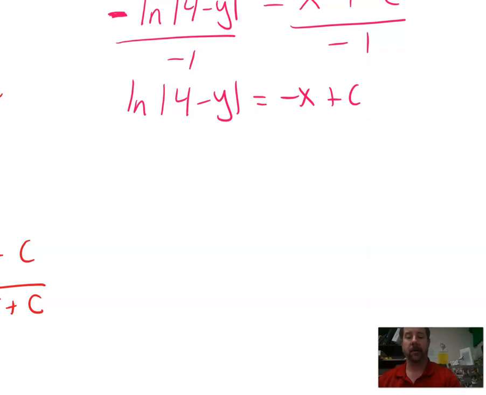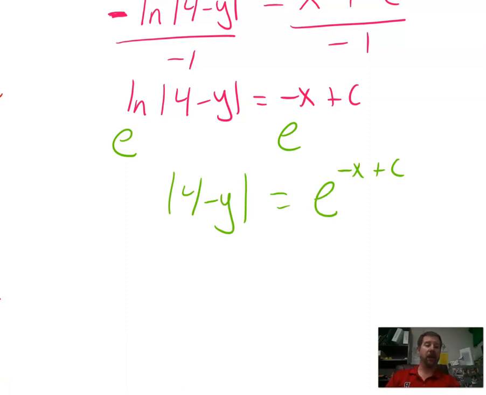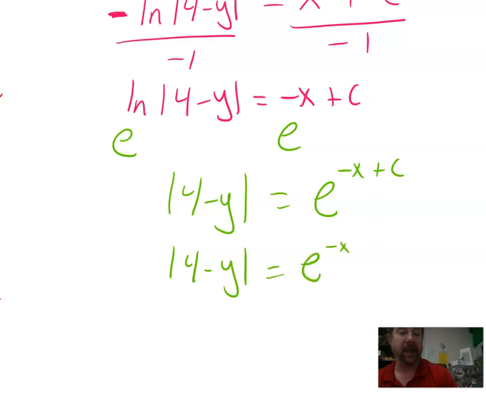Okay, now to get rid of the ln, I would exponentiate with the base of e, remembering that all of this is now in the exponent. We could rewrite this as e to the negative x plus c, which is e to the negative x times e to the c using our power rules. When you multiply bases, you add exponents, and this becomes some new c value now. So we have absolute value of 4 minus y equals c e to the negative x.